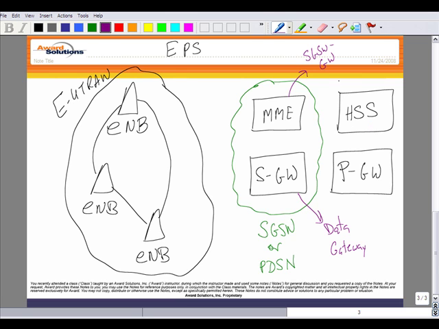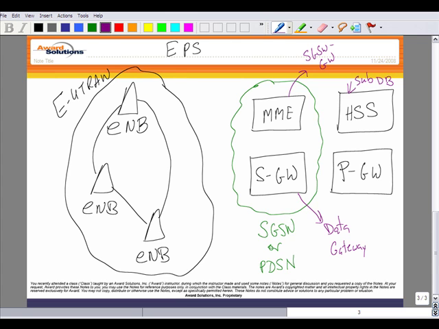The HSS is going to be an evolution of our HLR. So this is nothing more than a subscriber database. It will have all of the subscriber features, all of the authentication related information, and what the subscriber is allowed to do.